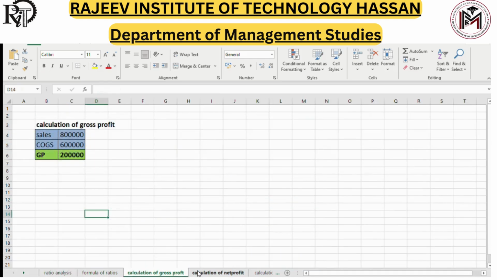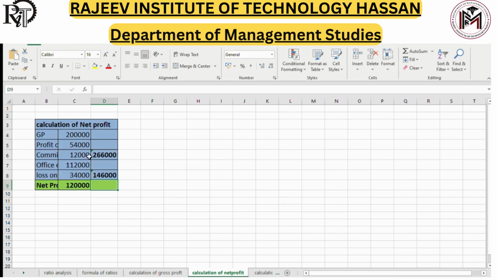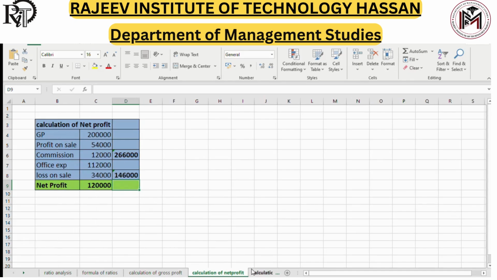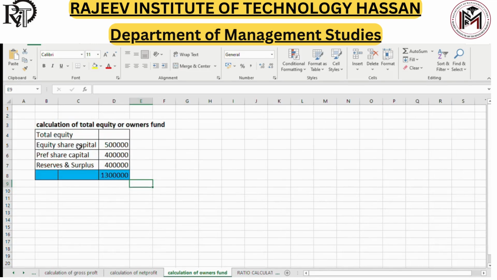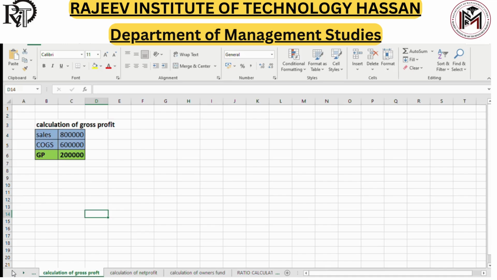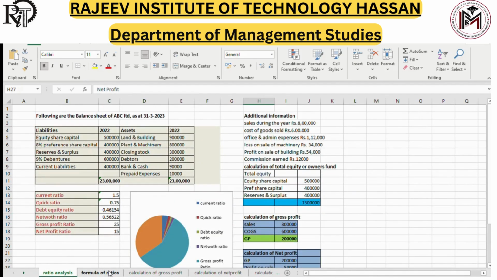This is the separation sheet I have made for how to calculate the net profit, gross profit and so on. This is about how I have calculated the owner's fund or the total equity of the company. Equity means whatever shares the company issues, that we calculate in this. This is all about why the financial statement is important. If I am a business person who wants to invest, how do I invest based on the diagrams?